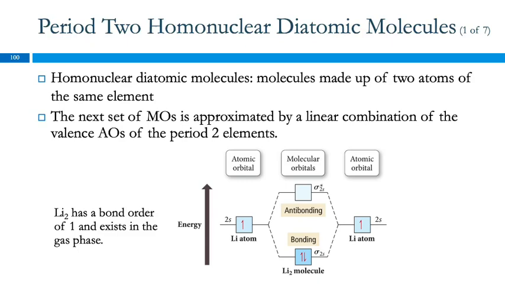Again, we're only going to look at valence electrons. We're not going to look at core electrons. So we get into the second period and we look at lithium. Lithium has one electron in its 2s orbital, right? And the other lithium, one electron in the 2s orbital.